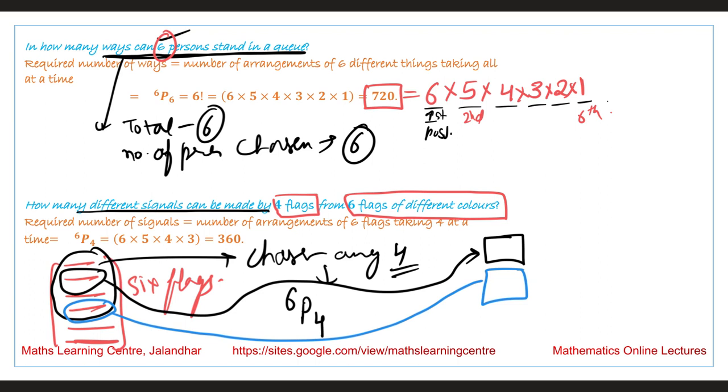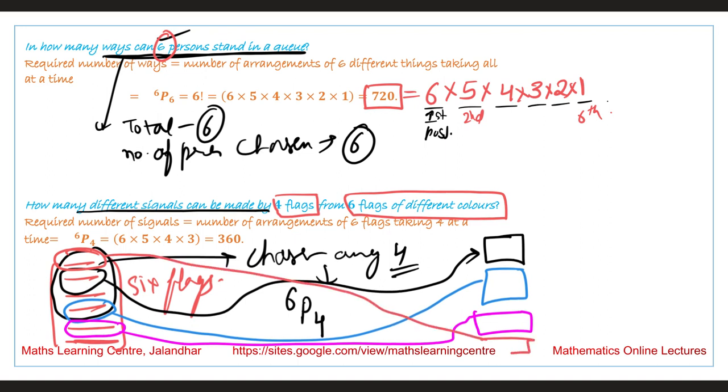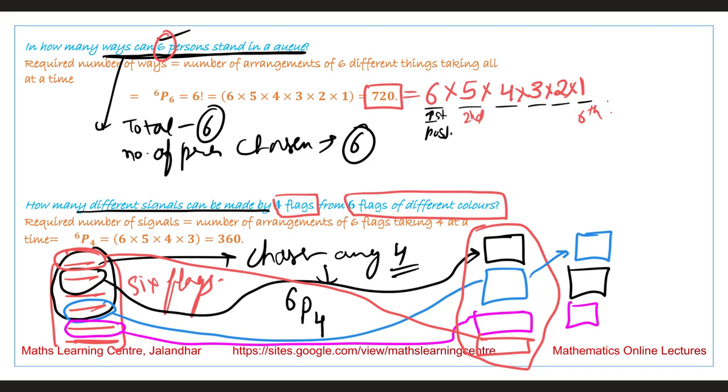Next, suppose this is the third flag we have. And suppose this first one is the fourth flag. So by choosing these 4 flags in this order, it will generate a different signal. If I had chosen this on the first place, this on the second place, this on the third place, and this on the fourth place, this would generate a different signal.